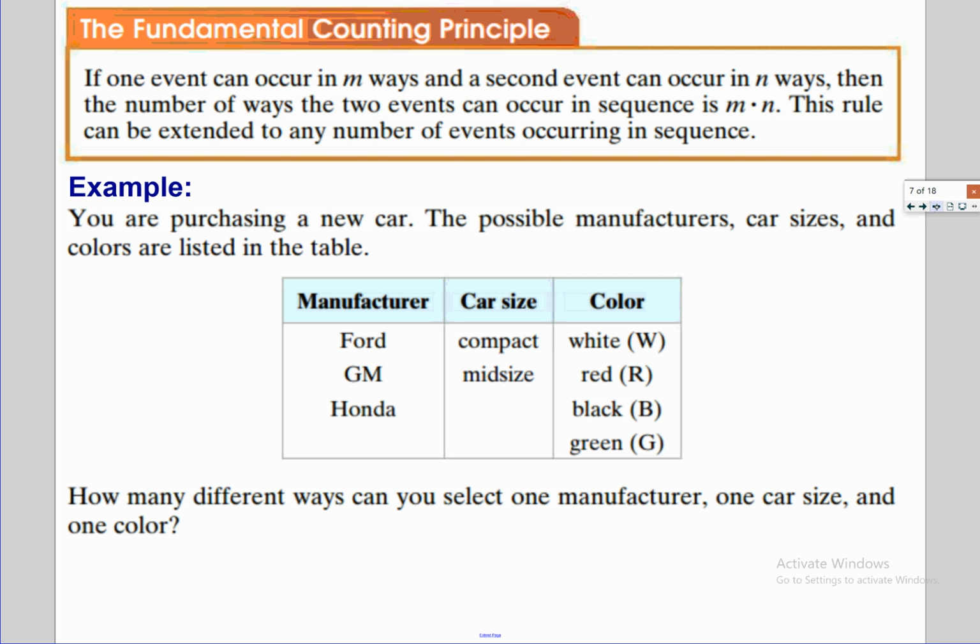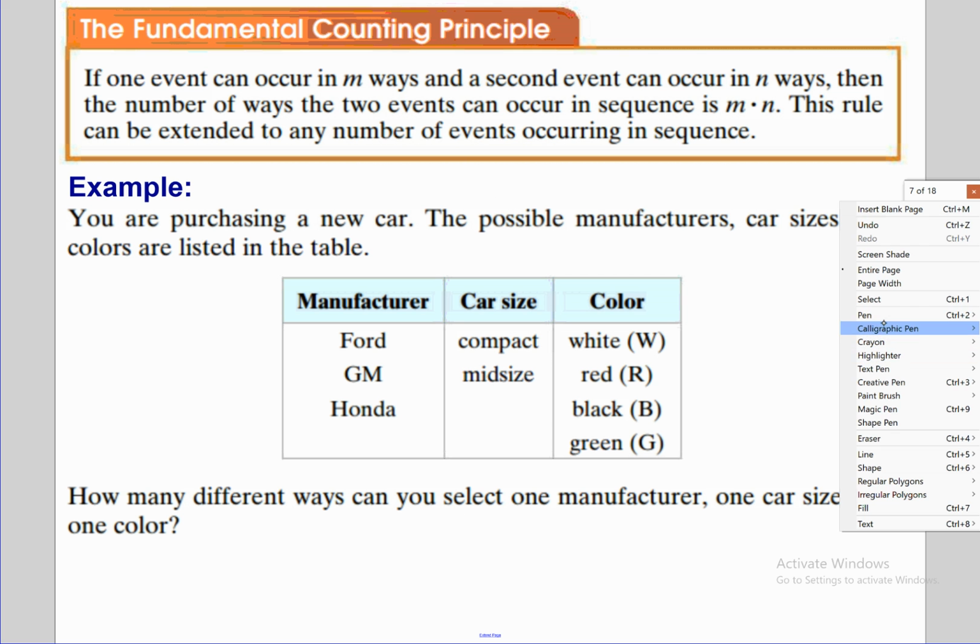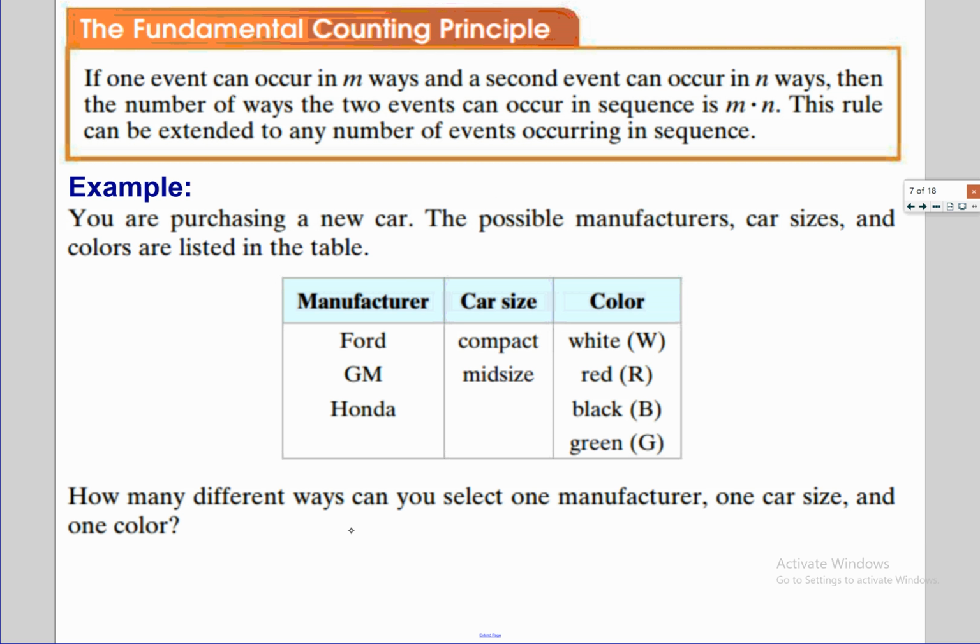3. How many do I have for car size? 2. And how many do I have for color? So there are 24 different ways that we can make a selection of a car. And again, if you drew the diagram, you would have 24 branches at the bottom of your diagram if you decided to go that route. But if we don't need all of those possible outcomes, this is definitely a more efficient way to do it. Okay? So fundamental counting principle, multiplication counting principle.